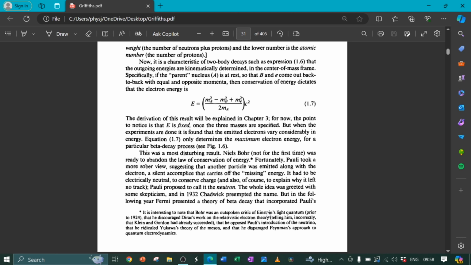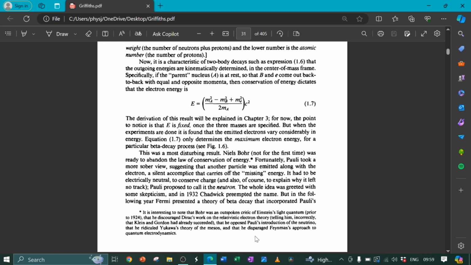It is interesting to note that Bohr was an outspoken critic of Einstein's light quantum prior to 1924, that he discouraged Dirac's work on the relativistic electron theory, telling him incorrectly that Klein and Gordon had already succeeded, that he opposed Pauli's introduction of the neutrino, that he ridiculed Yukawa's theory of the meson, and that he disparaged Feynman's approach to quantum electrodynamics.